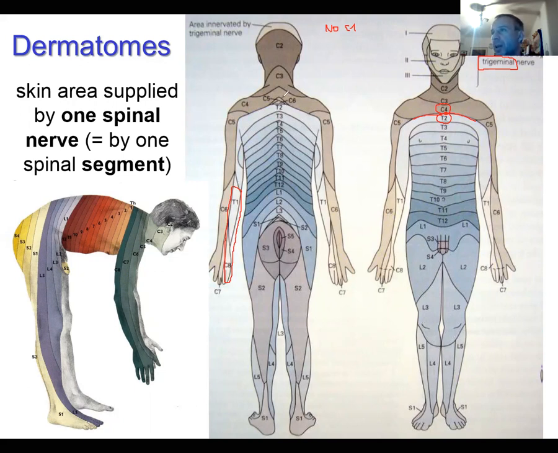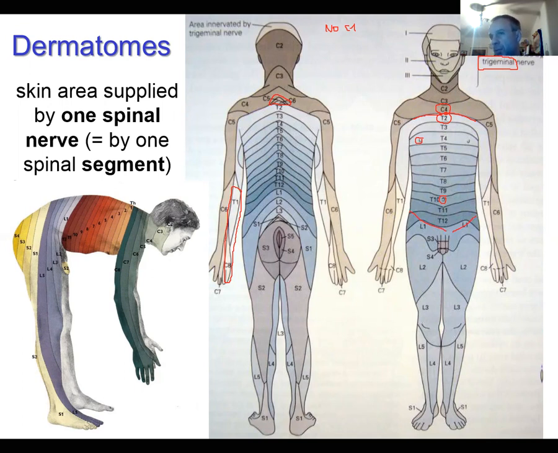When we look from dorsally, then at the border between C4 and T2, there's a small area which is supplied by C5, C6, a very small area here. C7, C8, T1 are not represented dorsally. Then you should remember T4, nipple, T10, umbilicus, T12, inguinal area.